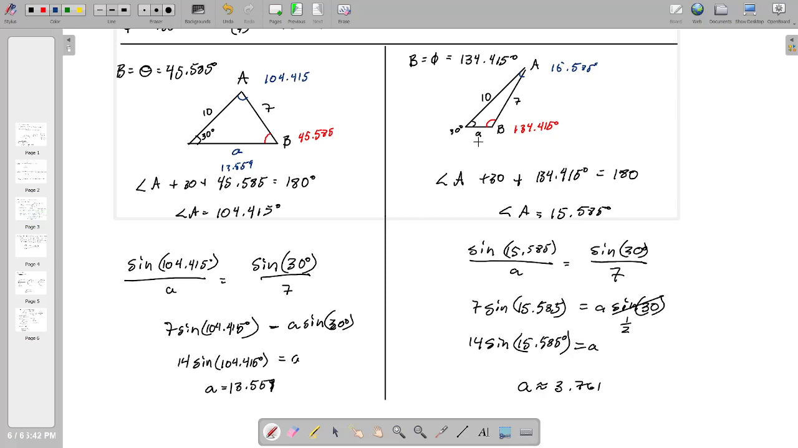We can write that here, 3.761. And now we've solved for all possible triangles. We could have a triangle for which angle B is 45.585 degrees, or we could have a triangle for which angle B is 134.415 degrees. Both of them are solutions with the given information: 30 degrees, side length 10 here, and side length 7 here.